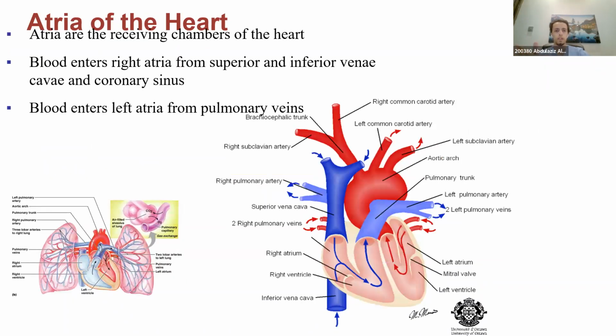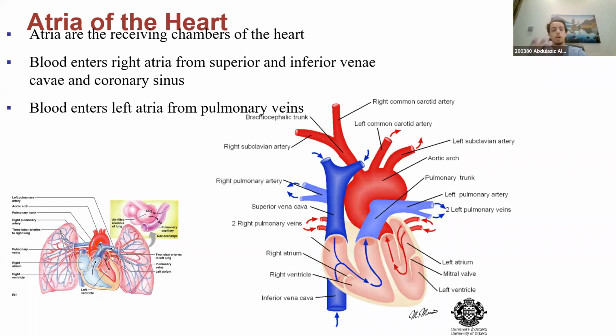Now the atria, they are the receiving chambers of the heart. So basically they receive blood, either deoxygenated or oxygenated. Initially the blood enters the right atrium, deoxygenated, through the superior and inferior vena cava, and then it enters the right ventricle, and then it goes to the pulmonary trunk. The pulmonary trunk divides into the 2 pulmonary arteries to go to the lungs to be oxygenated, and will return through the pulmonary veins into the left atrium.